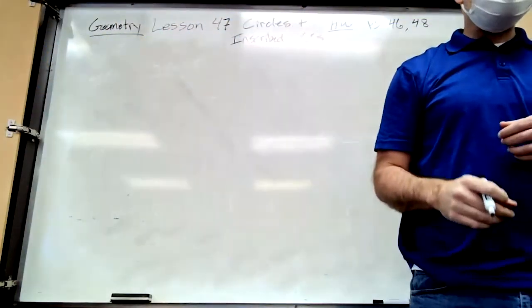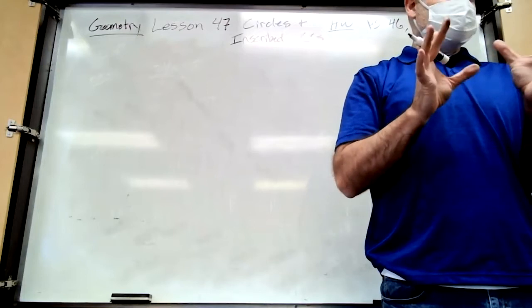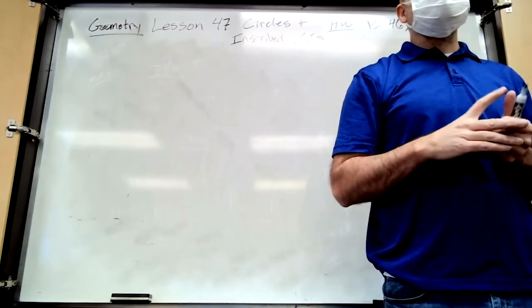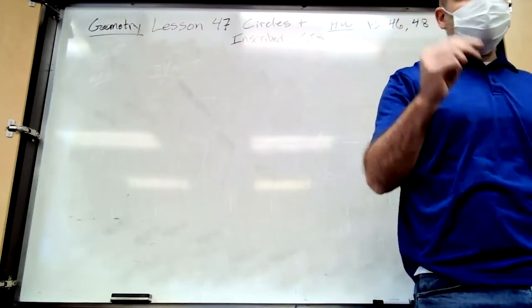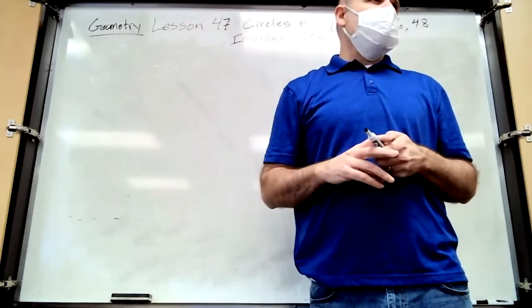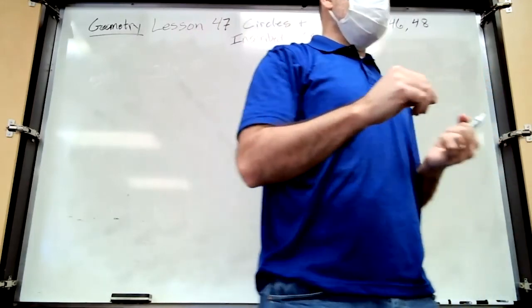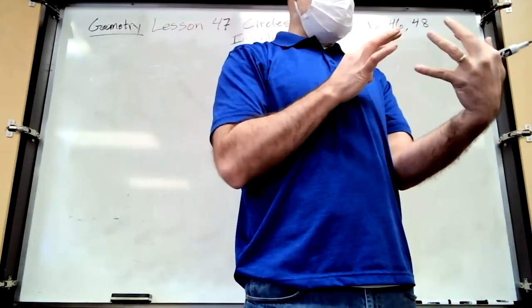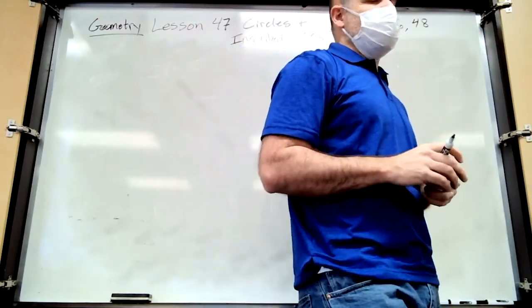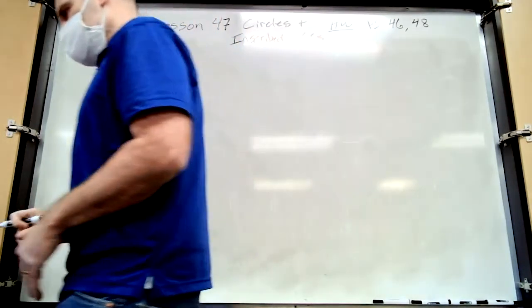Scribe. Remember what scribe means in geometry? Scribed. What do you think of when you think of scribe? Right. Okay. So in geometry that means drawn. So inscribed angles are angles drawn inside of something, and we're going to talk about angles being drawn inside of circles.